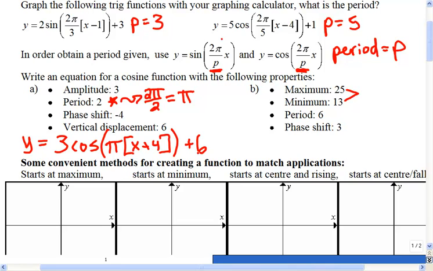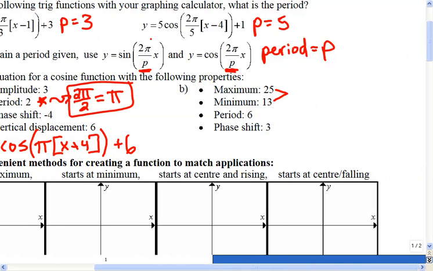Okay, so that would be the equation that's described by those pieces for the first one. And this is the new part here. So if we want the period to be 2, then that's how we can find it. As I mentioned, you're going to have to infer some of the pieces.